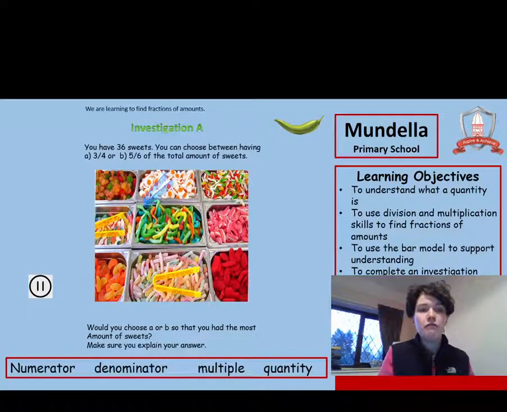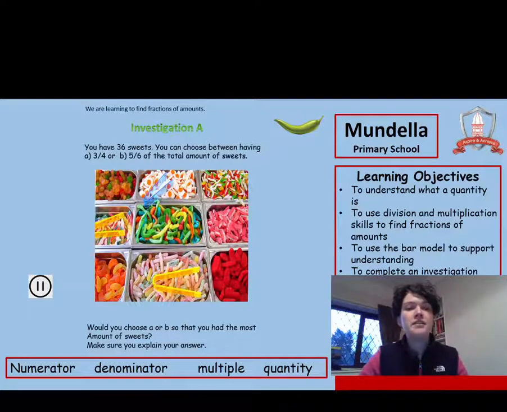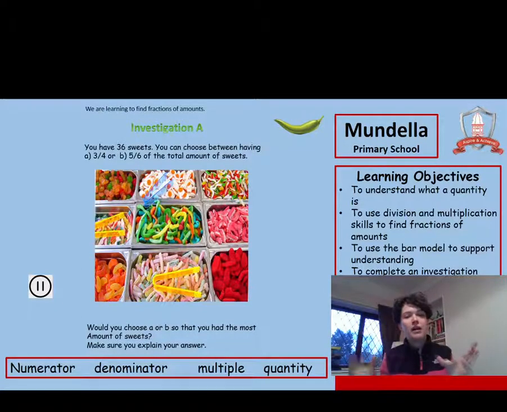Okay, so now on to the investigations. Green chili peppers, this is investigation A, involving some sweeties. You have 36 sweets. You can choose between having 3/4 of the sweets or 5/6 of the total amount of sweets. Would you choose A or B so that you had the most amount of sweets? Make sure you explain your answer. So here you're having to find the fractions of amounts involving sweeties and then work out which one would give you the most amount of sweets. So I'd like to see workings out and an explanation, please. That's green chili pepper challenge.